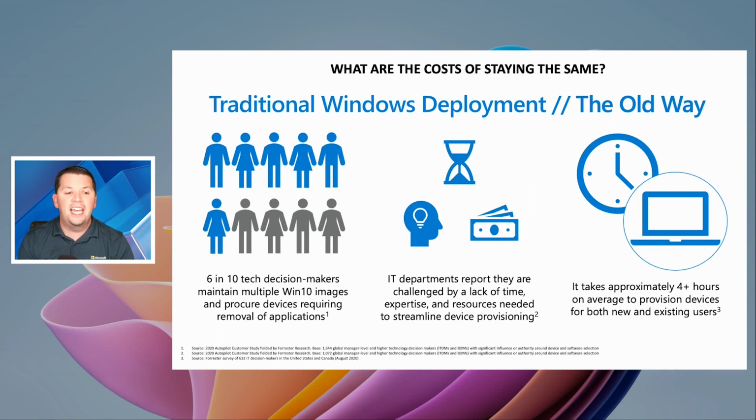We know that 6 out of 10 decision makers, when maintaining Windows 10 images, were procuring multiple images, and they also required removal of different applications and programs and different security policies. All this means is time and money being spent by IT on something that honestly is just not that complicated to do, and there's better solutions for it. On average, to get one computer ready, it takes about 4 hours. When you only have an IT team of maybe 3 or 4 people, and even if you get 100 brand new devices, we're talking about 400 hours being necessary to get those 100 devices ready.